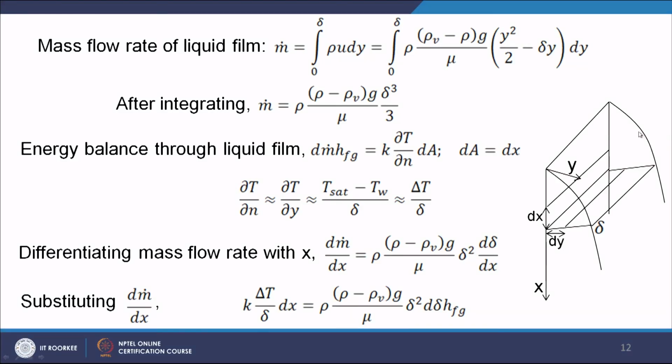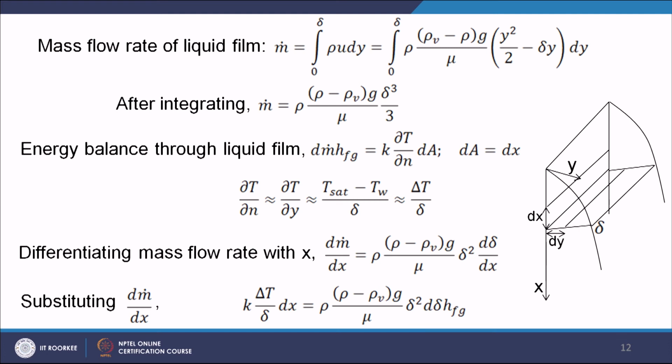So, if I put this del T del N over here, del T del N will be once again, the normal direction is the y direction, already I have showed you. So, del T del N will be del T del y, and that can be reduced to (T_sat minus T_w) by delta. Okay. So, if we put all these things over here, del T del N will be delta T by delta and dA is equal to delta x, we will be getting dm dot dx equals rho into (rho minus rho_v) into g by mu, delta square del delta del x. Okay.